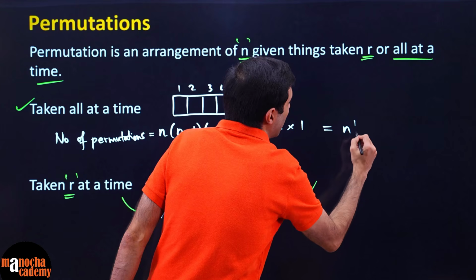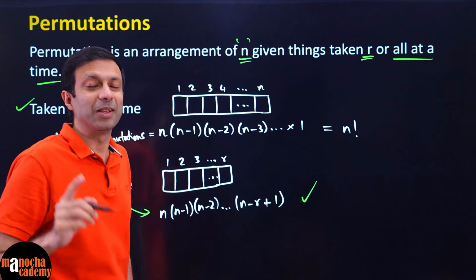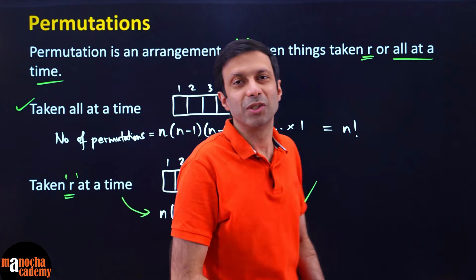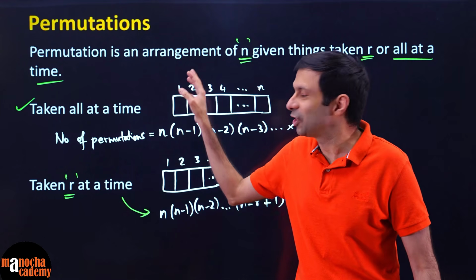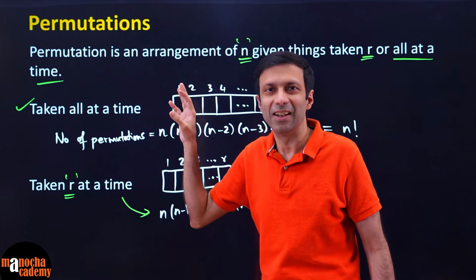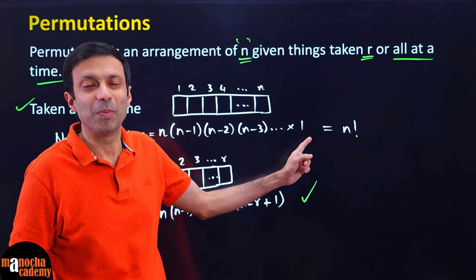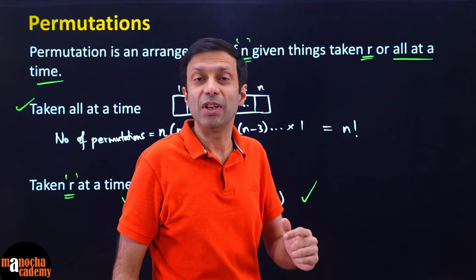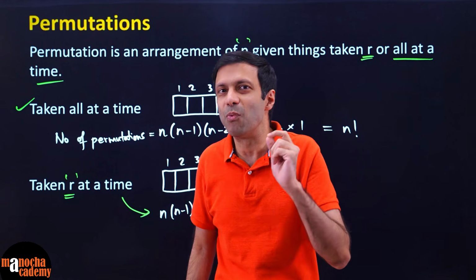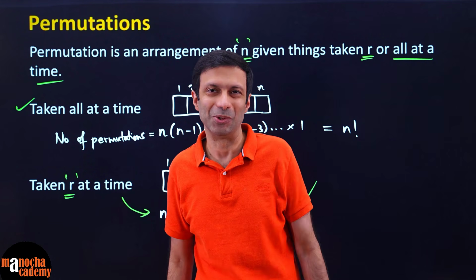So this is why factorial is very important in the permutation chapter, because you can see that the number of permutations for all the objects taken all together at a time is working out to be n factorial. And we'll see another important formula where once again factorial is going to be used.